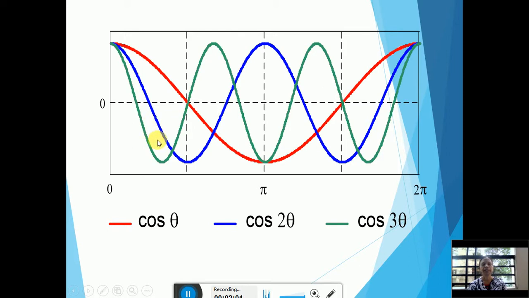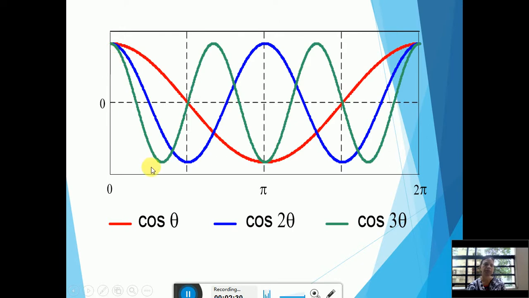So how do you represent this? The red line, as you can see, is cos theta. The blue one is cos 2 theta, then cos 3 theta. So the phase angle is theta, 2 theta, 3 theta: cos theta one time, two times, three times. The angular velocity is increased, so the period is reduced.